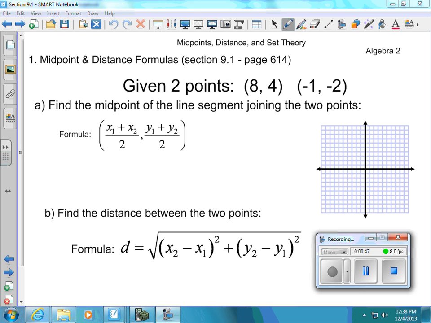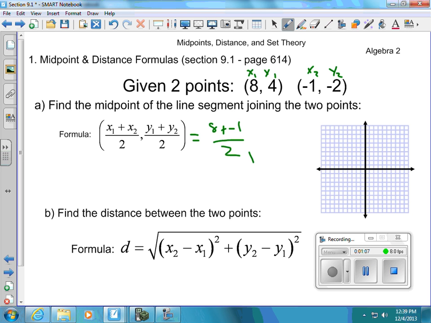So here's 2 points, 8, 4, and negative 1, 2. I call this one x1 and y1, and I call this one x2, y2. So algebraically, you want to find the midpoint. I say 8 plus a negative 1 divided by 2, and I say 4 plus a negative 2 divided by 2. 8 plus a negative 1 over 2, that's 7 over 2, and 4 plus negative 2 is 2 over 2, which is 1. So 7 halves, or you might do it as decimal, 3.5, 1.